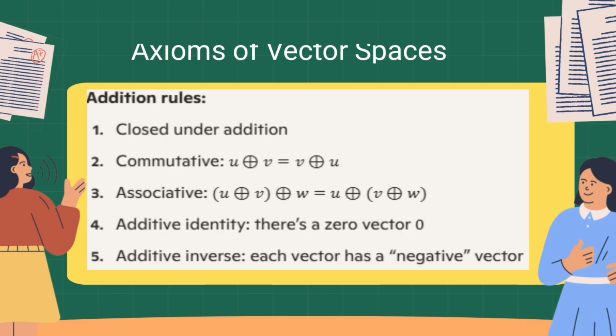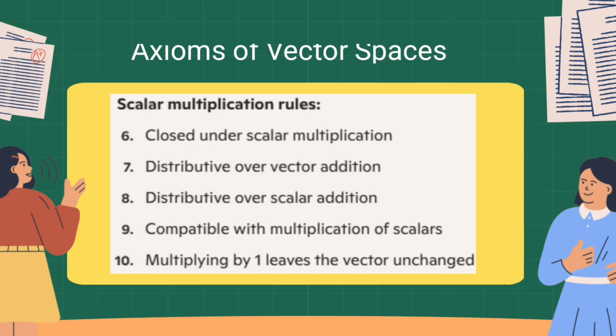Next we have the scalar multiplication rules. For number 6, closed under scalar multiplication. It means that multiplying a vector by a real number must produce another vector in the set. For example, 2 times (3, 4) is equal to (6, 8), which is still a vector.